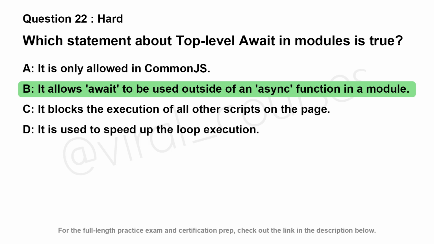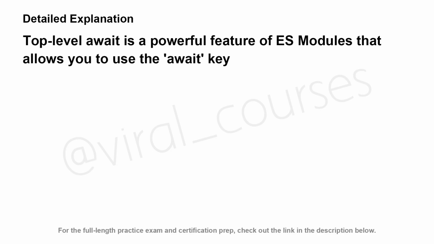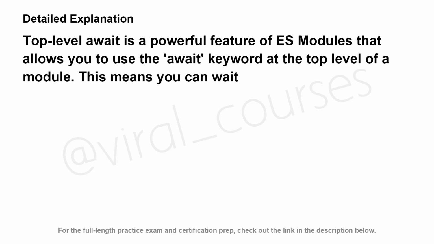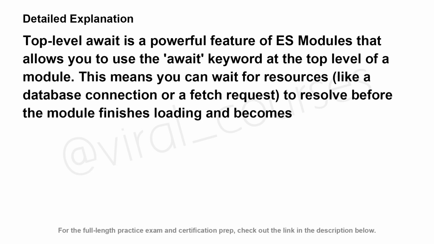The correct answer is B. Top-level await is a powerful feature of ES modules that allows you to use the await keyword at the top level of a module. This means you can wait for resources, like a database connection or a fetch request, to resolve before the module finishes loading and becomes available to other modules.